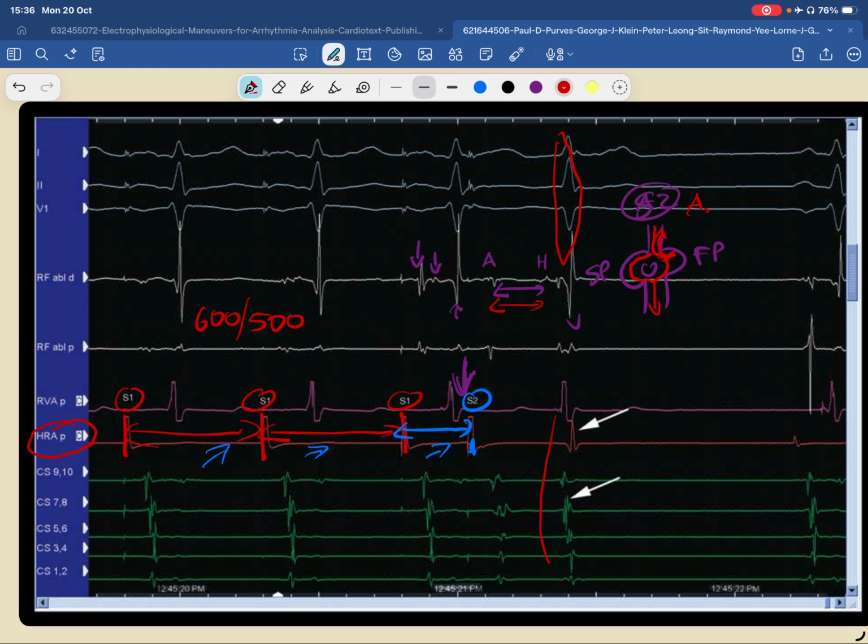Now, if you look at our CS channel, we have both A and V on top of each other simultaneously, which is proof that we have V and A activation simultaneously. So essentially, this is the wavefront echoing back to the atrium to activate the atrium retrogradely. Hence, echo beat.